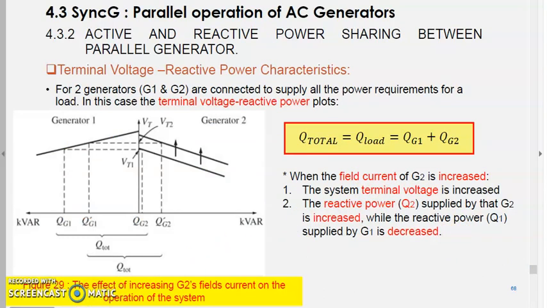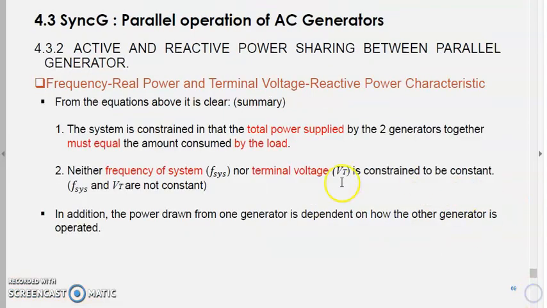Okay, the effect of increasing the G2 field current on the operation of the system. When we increase the field setting, the terminal voltage of G2 will also increase, and so the Q will increase. Total Q now will have increased on genset 2. The system terminal voltage will increase. The reactive power Q2 supplied by genset 2 is increased. Meanwhile, the reactive power we absorb from G1 can be reduced. Okay.